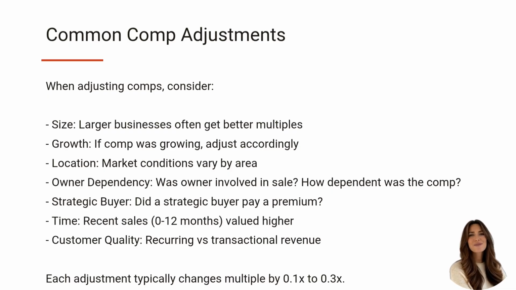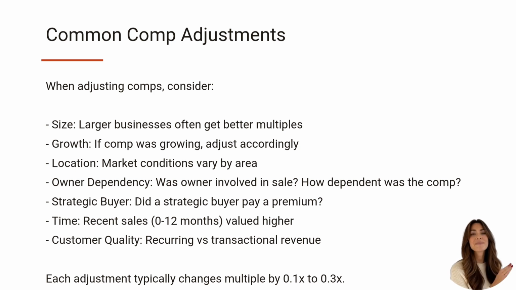A business in a thriving market might have sold for more than one in a declining area. Owner dependency. Was the comp owner heavily involved, or was it a turnkey operation? Adjust accordingly. Strategic buyer. Sometimes a strategic buyer, a larger competitor buying for synergies, pays a premium. If your comp sold to a strategic buyer, you might adjust down since you are probably selling to a financial buyer. Recency. Sales from 6 months ago are more relevant than sales from 2 years ago.